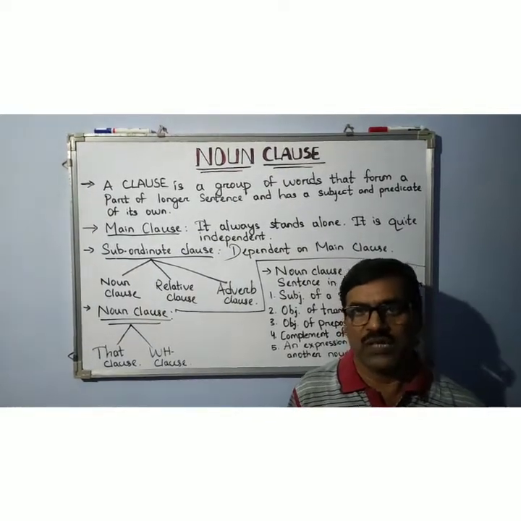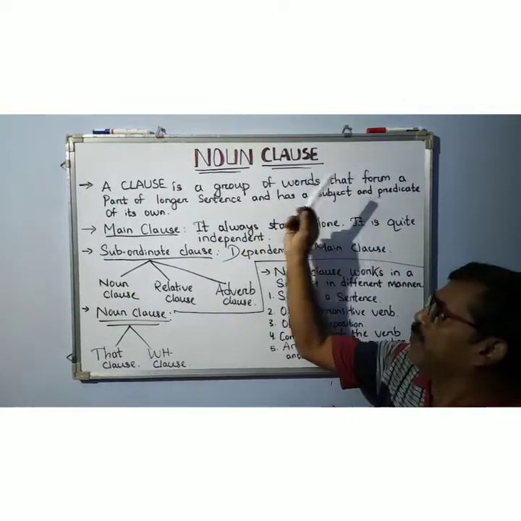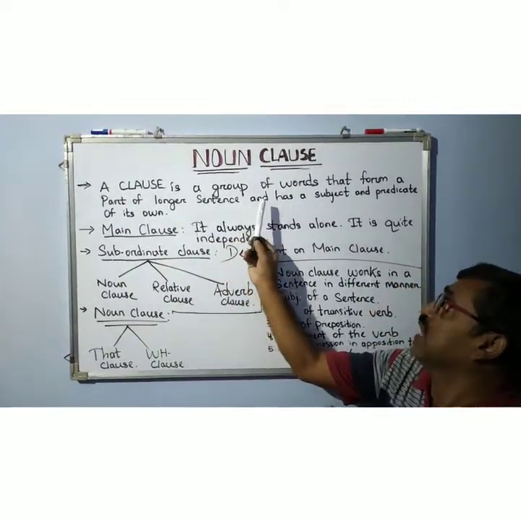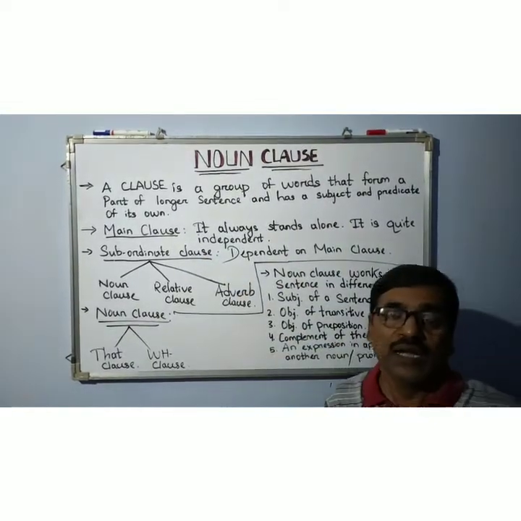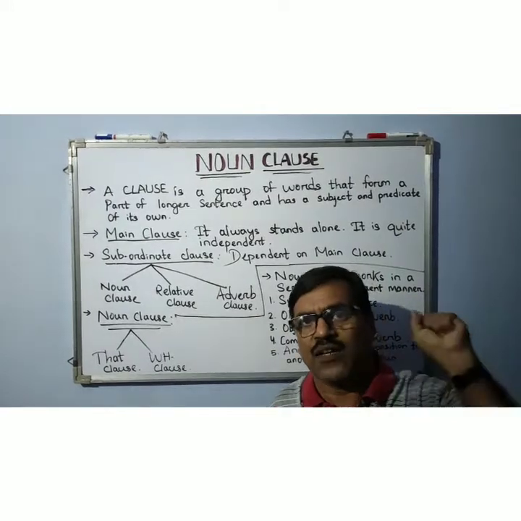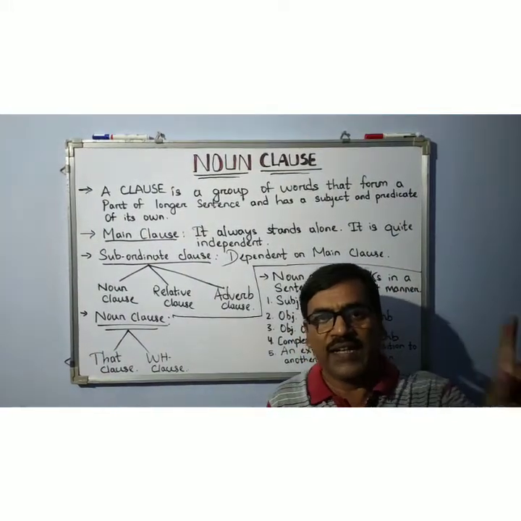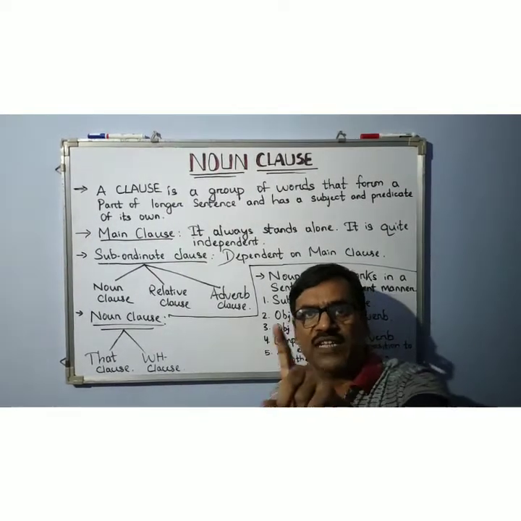What is a clause? A clause is a group of words that forms a part of a longer sentence and has a subject and predicate of its own. That means a clause is a part of a longer sentence and it always has a subject and predicate.